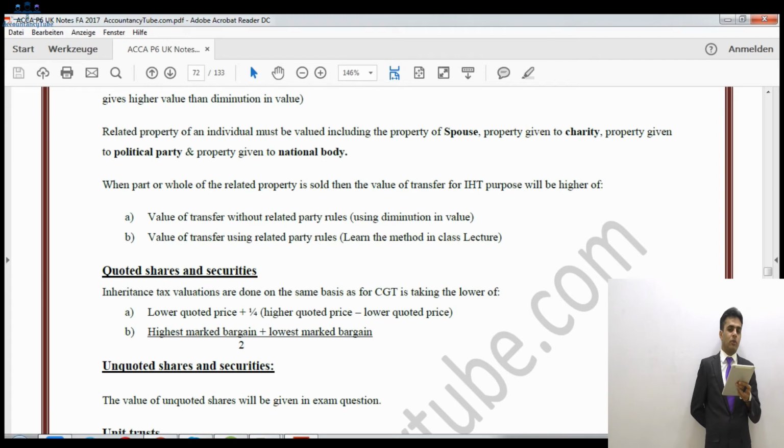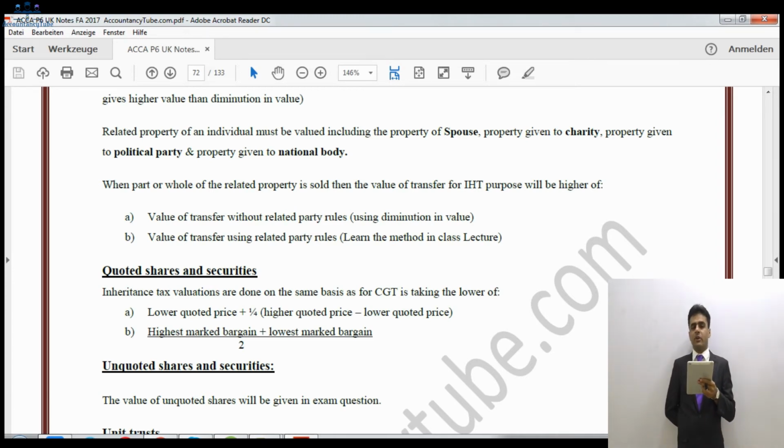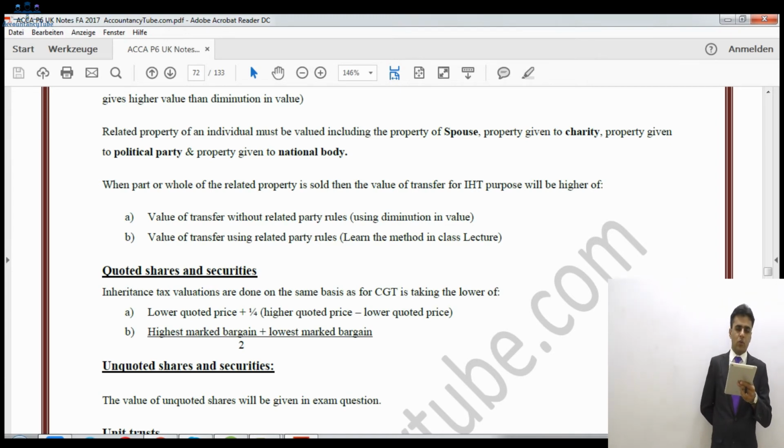So what would be the value after transfer? After transfer, Brad would have 1,500 shares, and his wife would have exactly the same 4,500 shares. So his assumed shareholding would be 60%. If we hold 60% shareholding, 51 to 60% is 240 pounds per share. In that case we multiply 240 pounds by the remaining shares of Brad, which are 1,500. So 240 multiplied by 1,500, that is the value after transfer including related property.